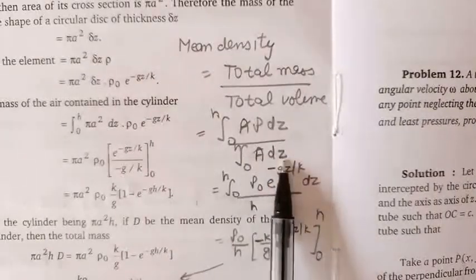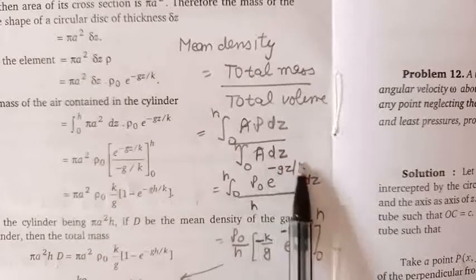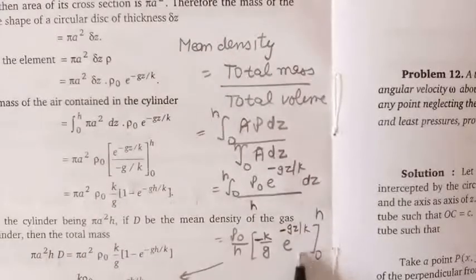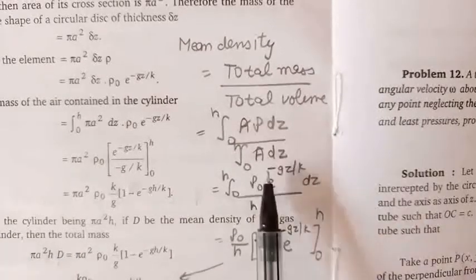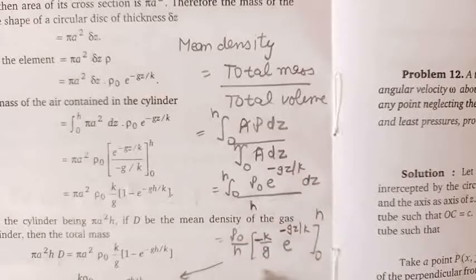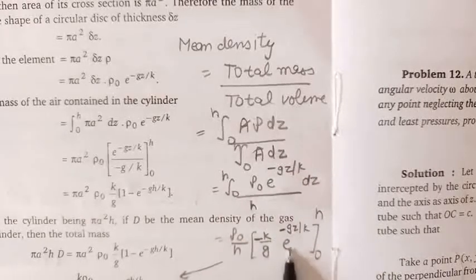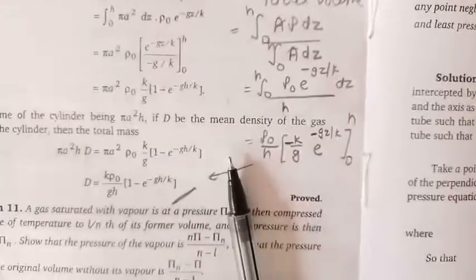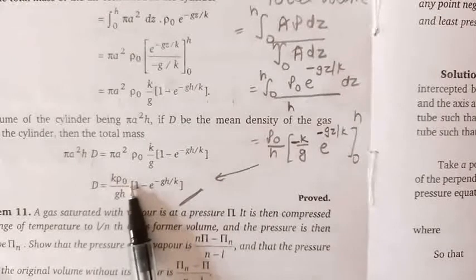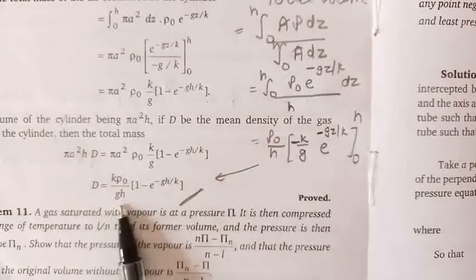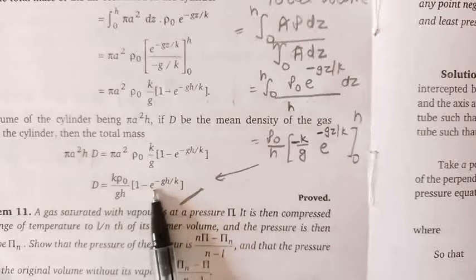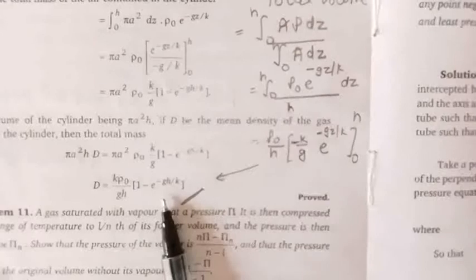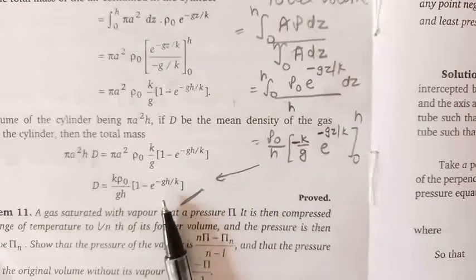After simplifying the integral, integrating this term, we have e raised to the power minus gz by k, and dividing by minus g by k. So finally, substituting these limits here, we have obtained the required mean density, which is given by k rho naught upon gh into 1 minus e raised to the power minus gh by k. So this gives us the required value of mean density.